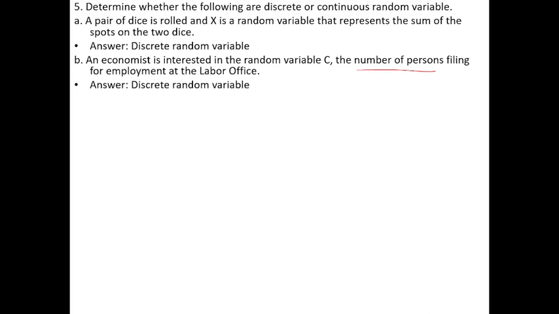So, number of persons filing for employment at the labor office. Pwedeng 1, pwedeng 2, pwedeng 3, pwedeng wala. Okay, countable. If it is countable, it is classified as discrete random variable. No? Kasi mabibilang lahat ng possibility doon. Okay, number of persons filing for employment at the labor office, kasing dami ng mga whole numbers. Diba? So, discrete random variable.